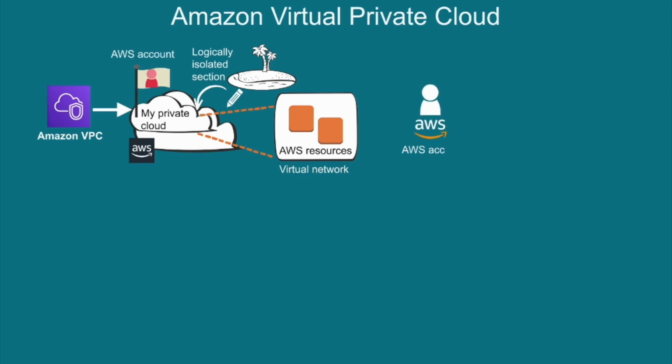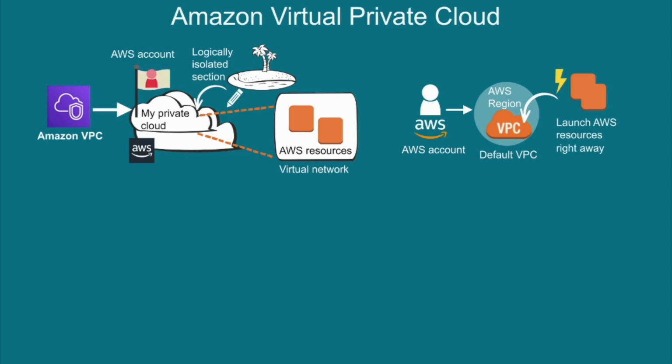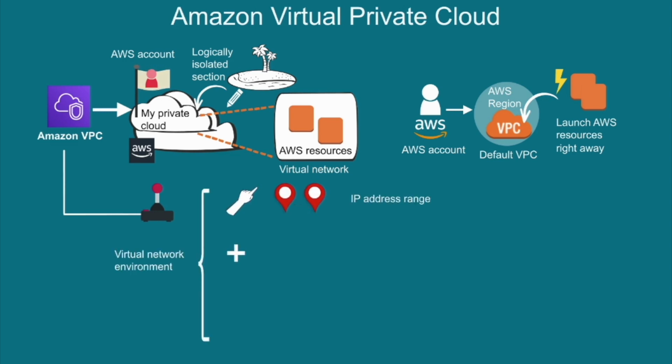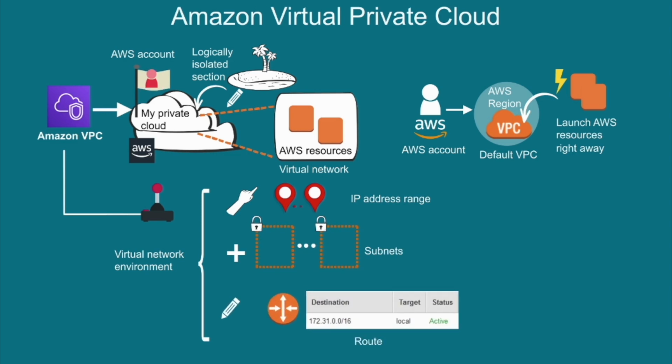This is a virtual network dedicated to your AWS account. Alternatively, your AWS account comes with a pre-configured default VPC in each region. You can launch your resources into the default VPC right away. Amazon VPC also provides you with complete control over your virtual networking environment, including selection of your own IP address range, creation of subnets, and configuration of route tables and network gateways.